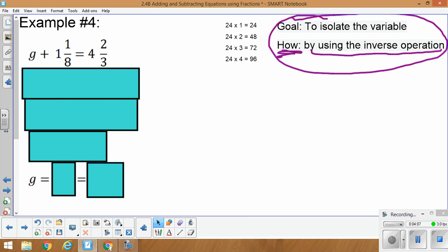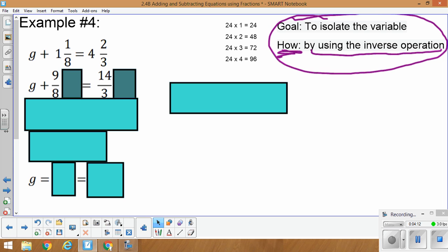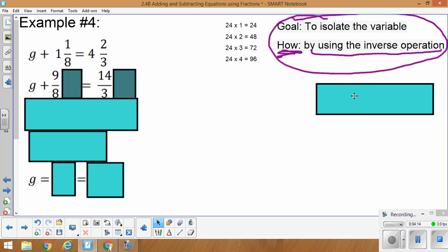Are you ready? So step 1, g plus 9 over 8 equals 14 over 3. What I did first is I took each of my mixed numbers and made them improper. So I took 8 times 1 to get 8, and then add the numerator to get 9 over 8. And over here I did 3 times 4 to get 12, and then I take 12 and add 2 more to get 14 over 3.